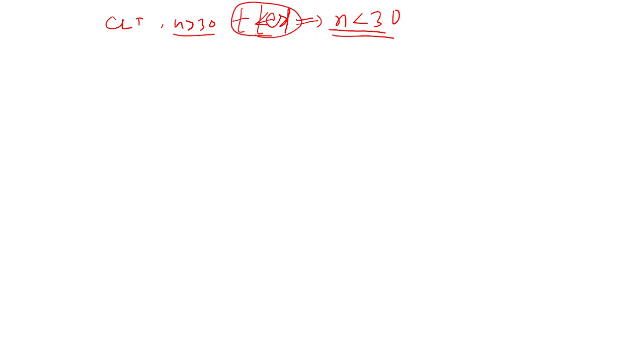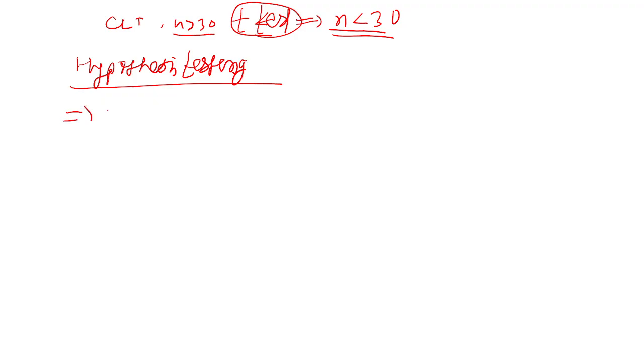So what are the steps in any hypothesis testing? Start with the null hypothesis. H naught is x is equal to mu. Let's say I take an example: whether any diet is effective or not. First, what will be our assumption, or the status quo? It's that there are no differences.